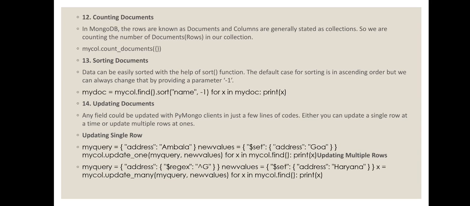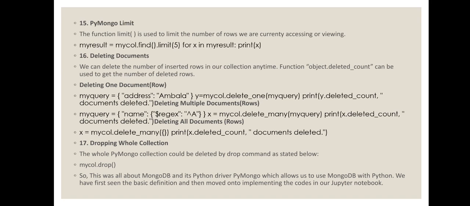Fourteenth, updating documents. Any field can be updated with the PyMongo client. It's just a few lines of code. Either you can update a single row at a time or update multiple rows at once. Updating a single row, the program is given below. Fifteenth, PyMongo limit. The limit function is used to limit the number of rows we are currently accessing or viewing.